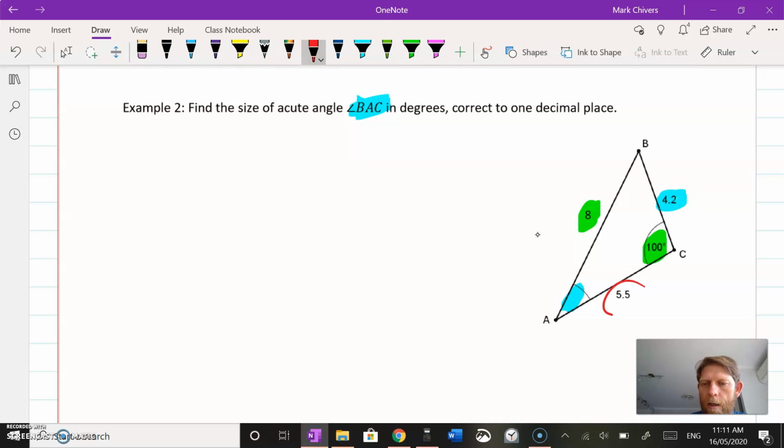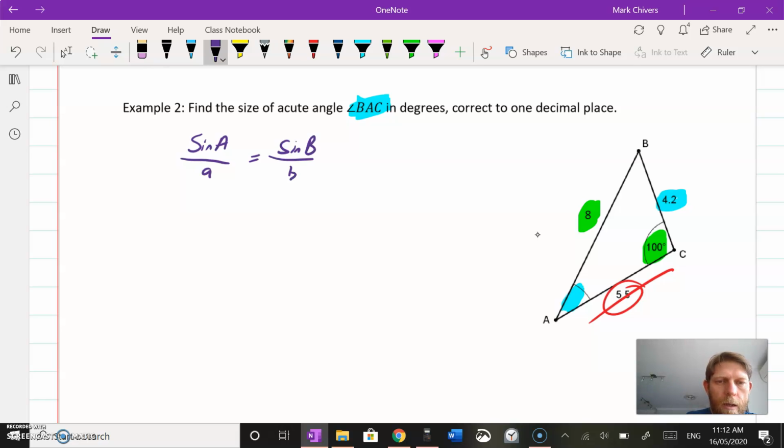This piece of information here is there just to confuse me. I don't want it. I've got to be confident enough in my process to know that I don't need that piece of information. So once again, we write the sine rule out, sine A over A, and I'm doing it with sine on top because I want to find an angle, not a side, equals sine B on B. If I substitute in this particular case, I'll call that angle A anyway because it's angle BAC, the angle at A. That's going to be over 4.2, and then equals sine B, which is sine of 100, over 8.